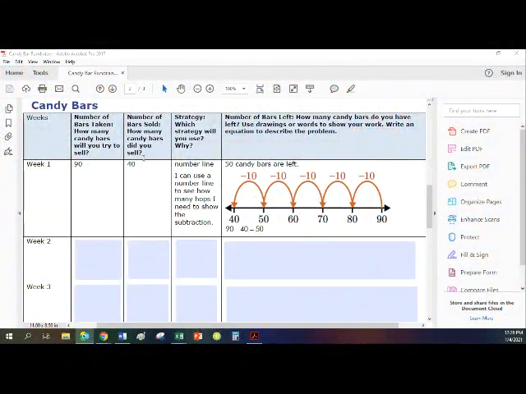If we look at the worksheet, here it is right here, you can see the beginning was done for us. Week number 1, it says number of bars taken. How many candy bars will you try to sell? 90. They've already filled that in. Remember, it can be anything between 10 and 100. Remember, we are counting and subtracting by 10, so you do want those numbers to end with a 0. So they chose 90 for you. Number of bars sold. How many candy bars did you sell? They only sold 40, so they hoped to sell 90, but only 40 were actually sold. Which strategy will you use and why?